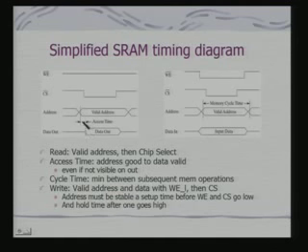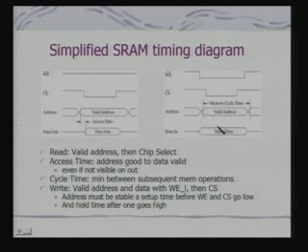So, this is the time difference between the address becoming valid and you receiving the valid data. So, read is valid address, then chip select, access time, address good to valid data. Even if it is not visible on out, it may take some time to become visible because there may be output buffers. So, this is basically a critical parameter to estimate performance of a particular memory block that you are using. Access time smaller means the memory is faster.